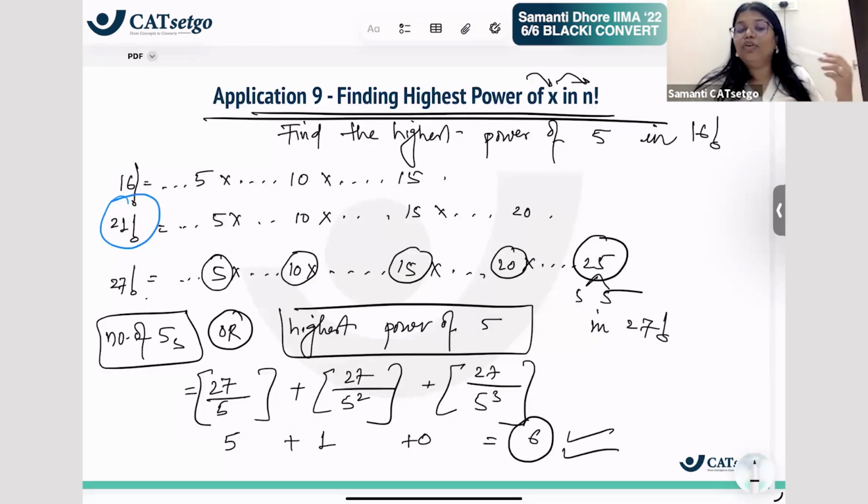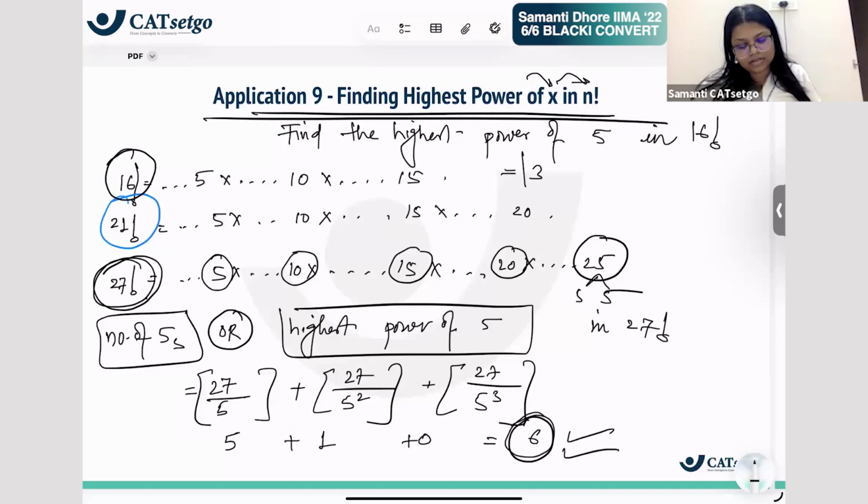So if they had asked you what is the number of trailing zeros in 27 factorial, you would have said 6. In 16 factorial, the answer is 3. Here the answer was 4. Do you get this? Give me a yes or a no if you get this. Yes, you do get it. Very proud of you. So this is how you end up finding the highest power of 5 in any number. And similarly, you can find the highest power of any number in any factorial. Okay?